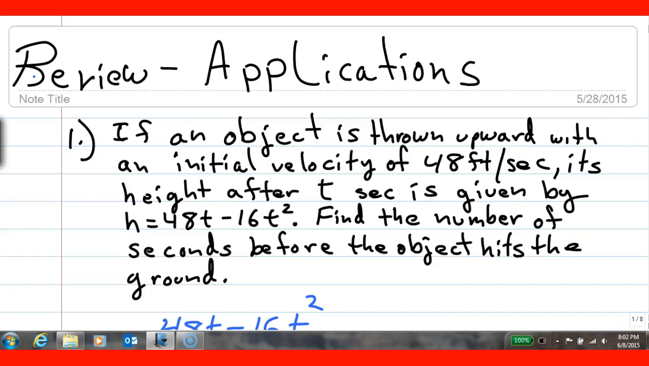Intermediate Algebra Review of Final Assessment Applications. In question 1, it reads, if an object is thrown upward with initial velocity of 48 feet per second, its height after t seconds is given by h equals 48t minus 16t squared. Find the number of seconds before the object hits the ground.